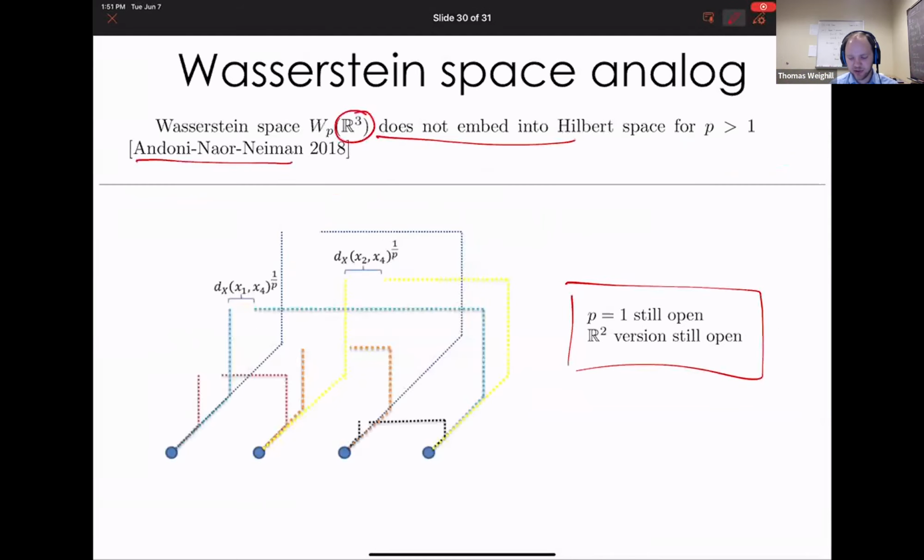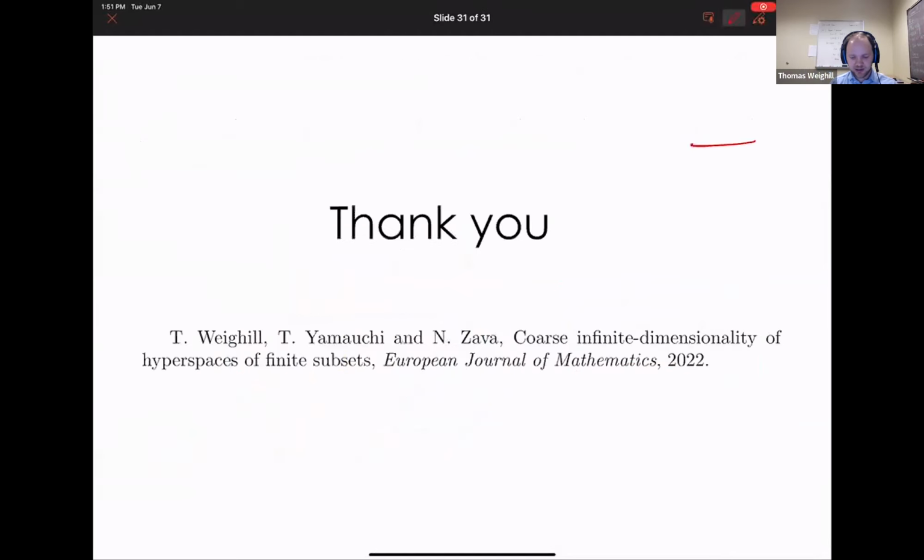But it's still open whether the distributions on R squared embed, which is an extremely relevant example for the two things I mentioned, redistricting and persistence. So I'm super interested to see if someone eventually solves this distributional version of the embeddability problem. And I'll end there and point you to the paper.